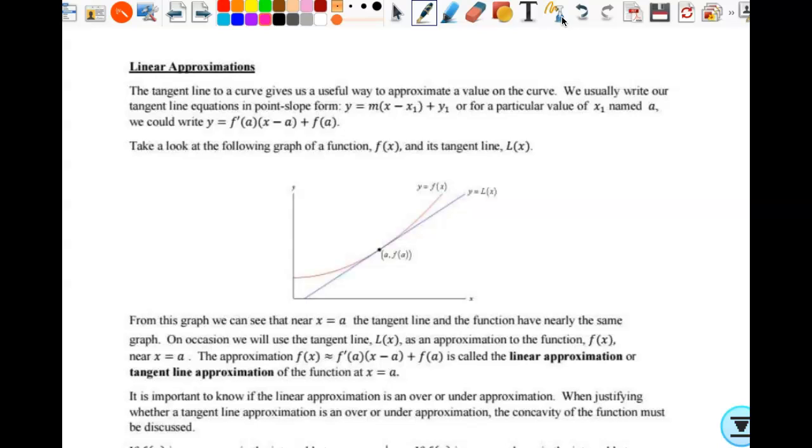The tangent line to a curve, we've been talking about tangent lines a lot, gives us a useful way to approximate a value on the curve. It's an approximation, okay? We usually write our tangent line equations in point-slope form. Although we have been using the official point-slope form, y minus y1 equals m times x minus x1, I kind of left it like that for a while because I wanted to make sure we were really comfortable with that, right?